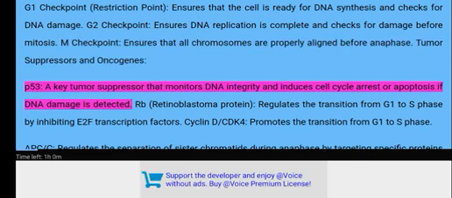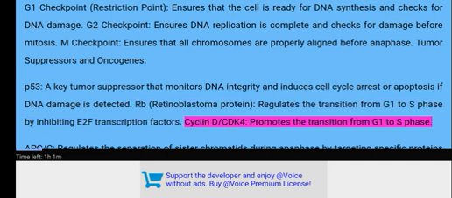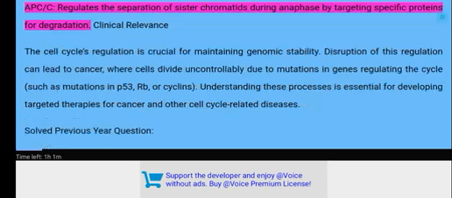Tumor suppressors and oncogenes. P53, a key tumor suppressor, monitors DNA integrity and induces cell cycle arrest or apoptosis if DNA damage is detected. RB, the retinoblastoma protein, regulates the transition from G1 to S phase by inhibiting E2F transcription factors. Cyclin D-CDK4 promotes the transition from G1 to S phase. APC regulates the separation of sister chromatids during anaphase by targeting specific proteins for degradation.